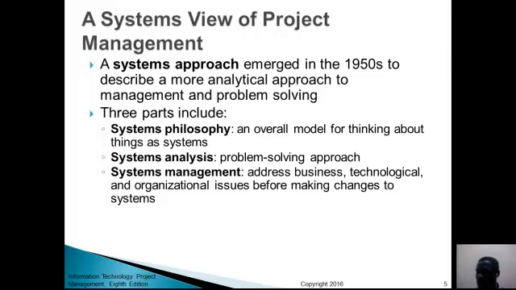Then you divide them into components, and then you evaluate the problem, the needs, the opportunities, and constraints within each of the divisions. That's what you call the problem-solving approach. And then the system management addresses business, technological, and organizational issues before making changes to the system.